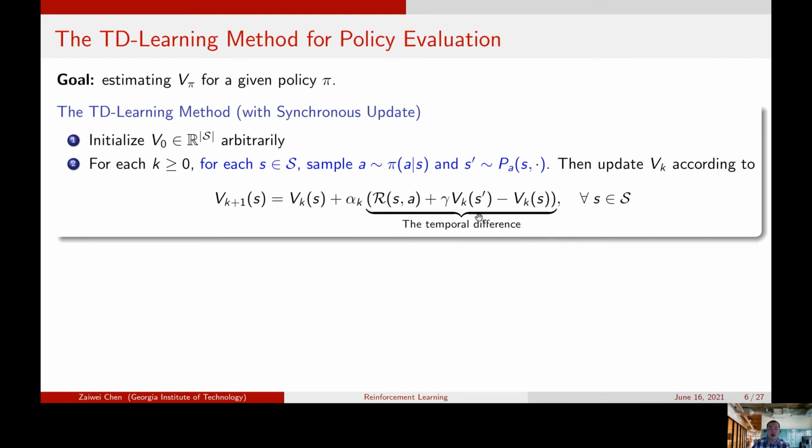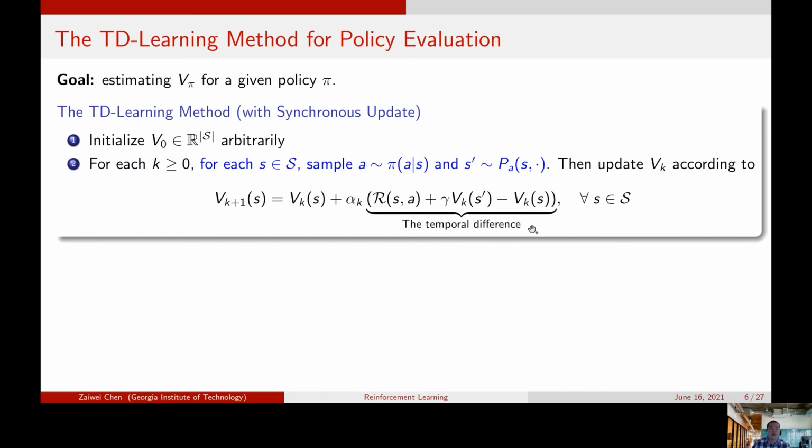We see that the amount of update, which is after the step size alpha k, is exactly the difference between the left-hand side and the right-hand side of the Bellman equation. But since we don't know the expectation, it is replaced by a sample estimate, and this is called temporal difference. Since in each iteration, we need to sample a transition from every state and update the corresponding entry of the vector valued iterate, this algorithm is called synchronous TD learning.